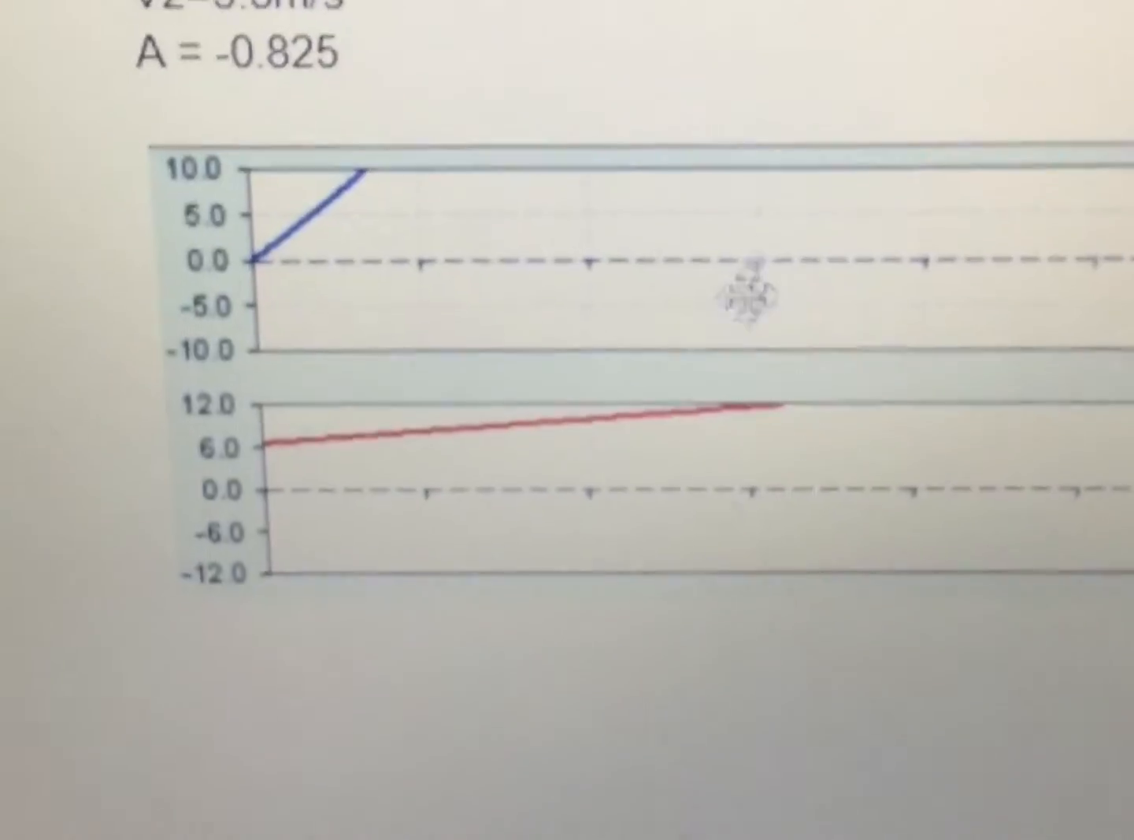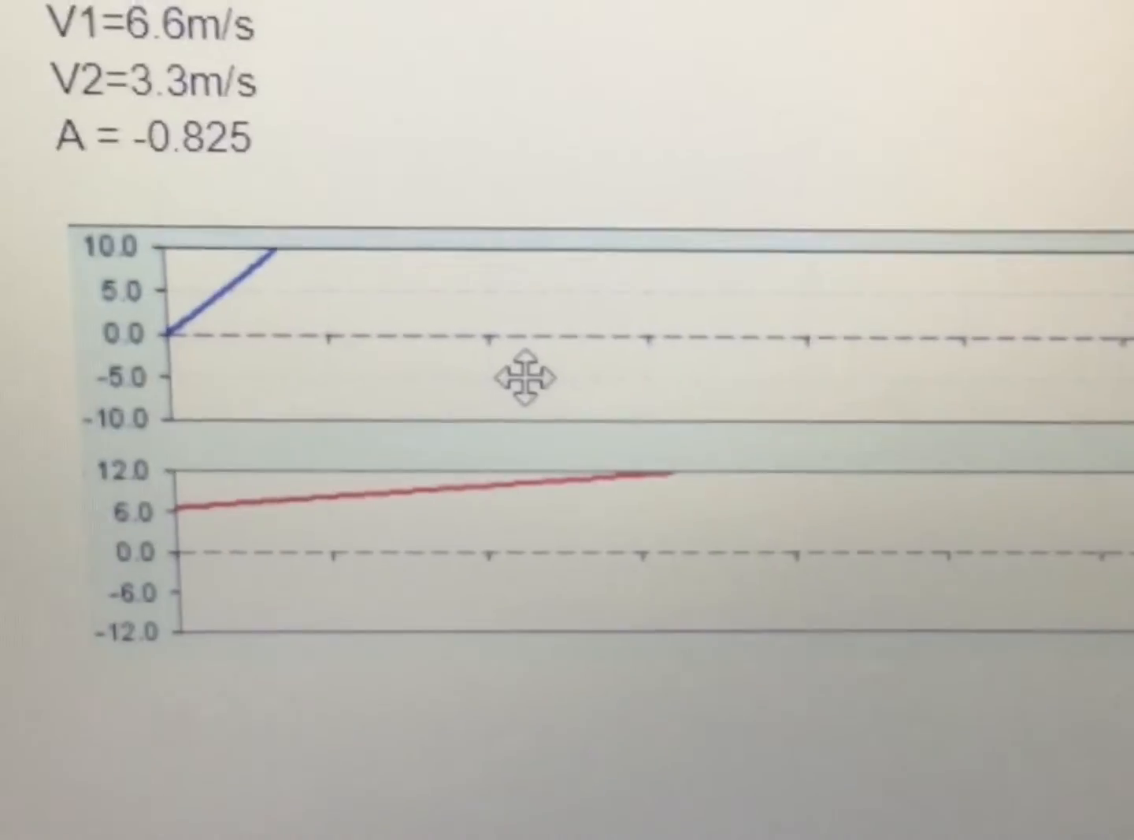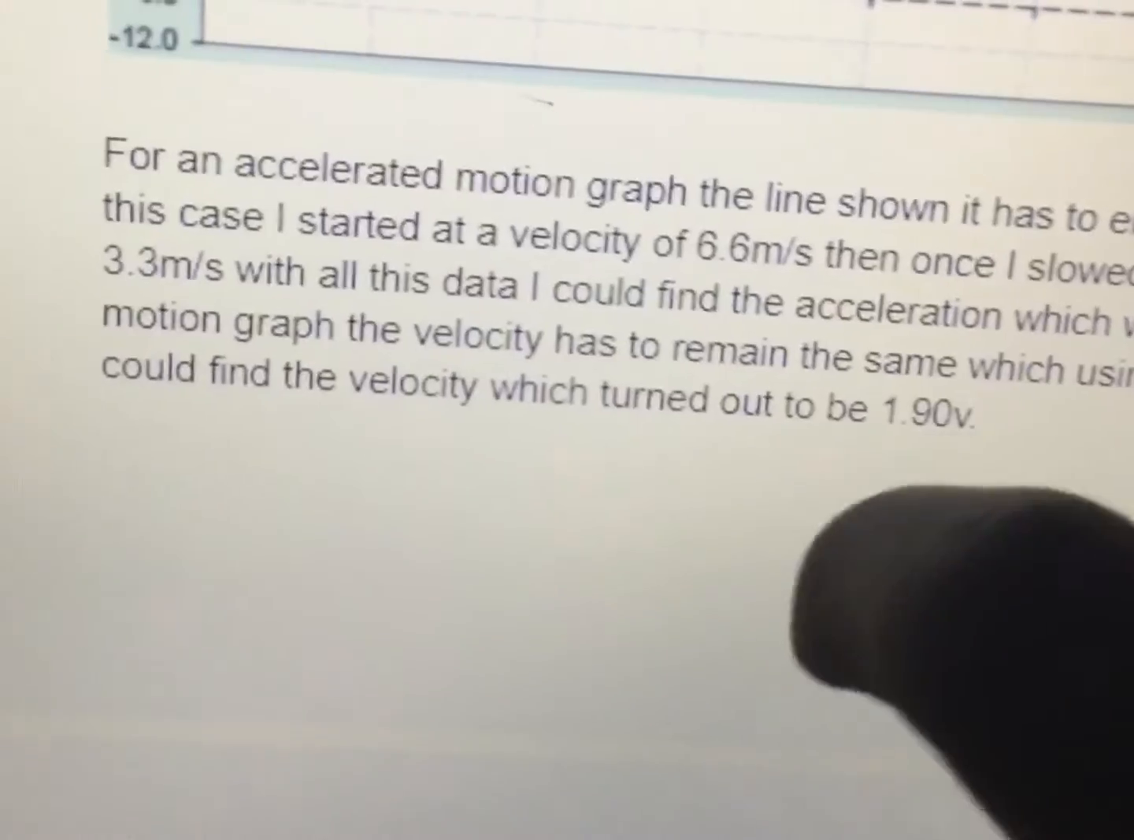Here's the little fancy graph. I couldn't get the other one because I did not know how it worked. Okay, so, oh yeah, touchscreen. So keep on going down here, and we have my write-up.